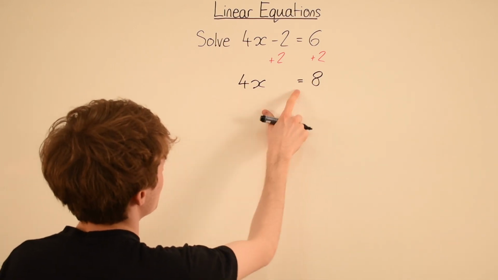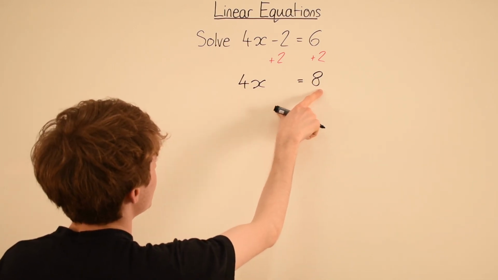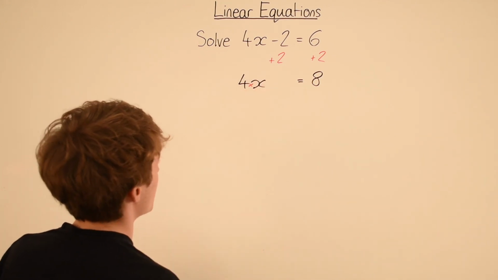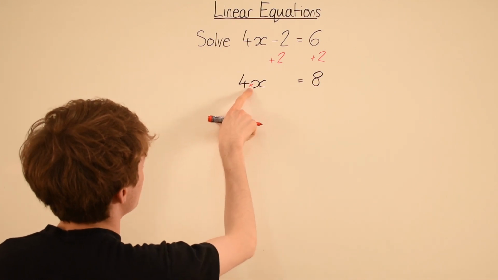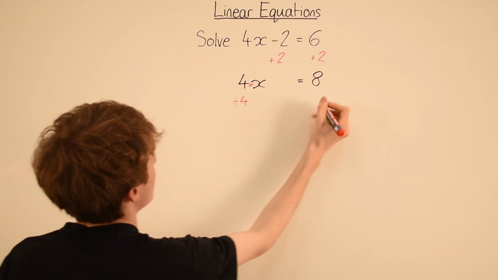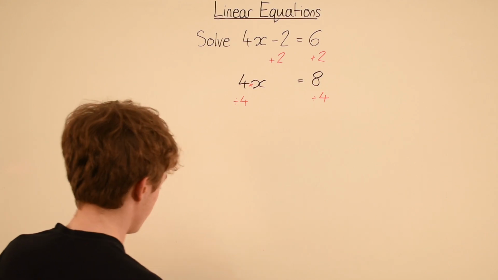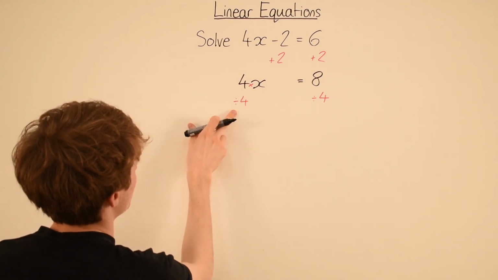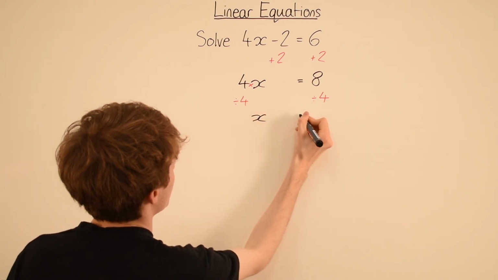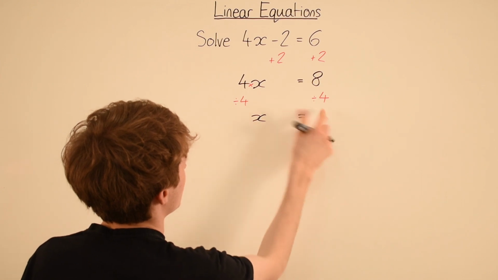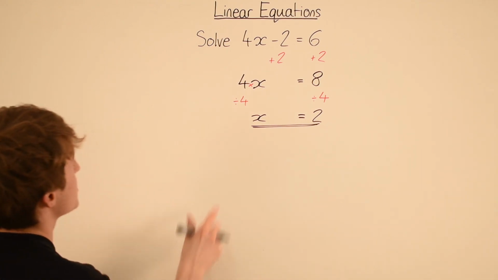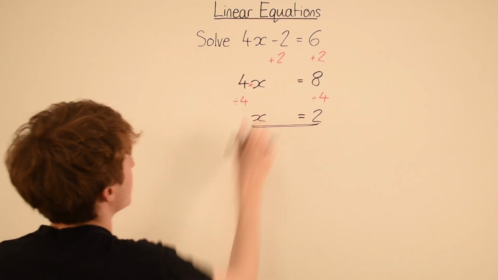Okay, so we've now got 4x equals 8. And we can nearly solve this equation. We just need to notice one thing, which is that 4x is actually 4 multiplied by x. Now, the opposite of multiplication is division. So what we're going to do is divide by 4 on both sides of this equation. So this 4 and the divide by 4 cancel out, so that what we're left with on the left hand side of the equation is just x. And on the right hand side of the equation we've got 8 divided by 4, which is 2. So the final answer is x equals 2, and that is the solution to 4x minus 2 equals 6.